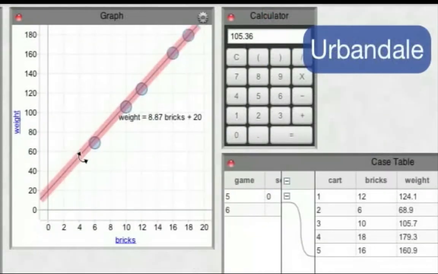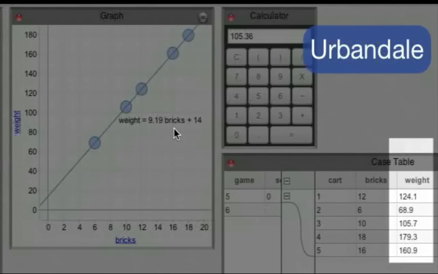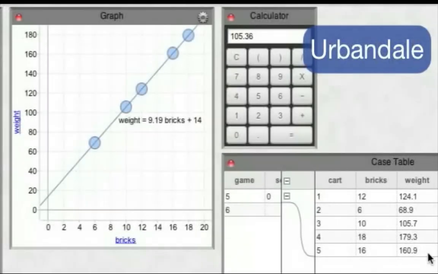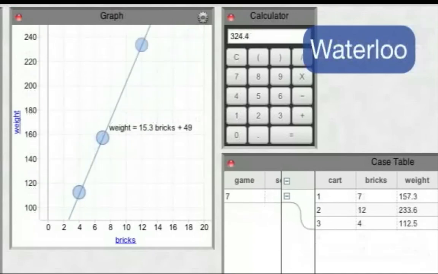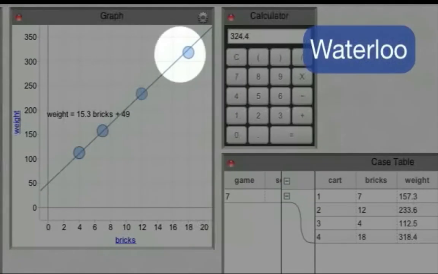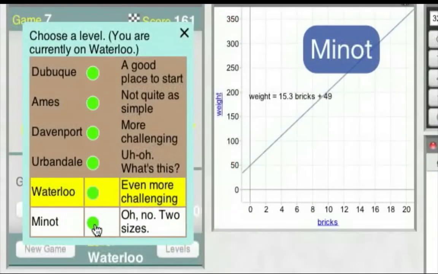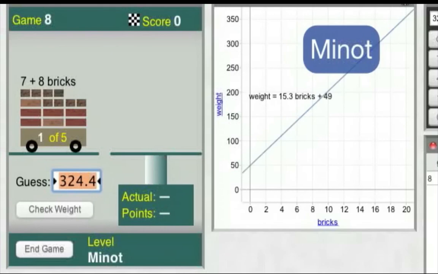Urbandale is like Davenport, except that the slope and intercept are no longer whole numbers. Up to now, we've been working only with integers. In the next level, Waterloo, the individual bricks have a little bit of variation in them, so things don't line up perfectly. This may be suitable for a stat class or for students who are moving a little faster. When you go further into Minot, you'll, oh no, there are 2 sizes of bricks. This is more of an Algebra 2 sort of thing.